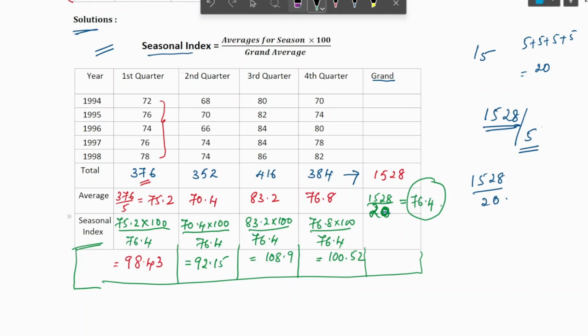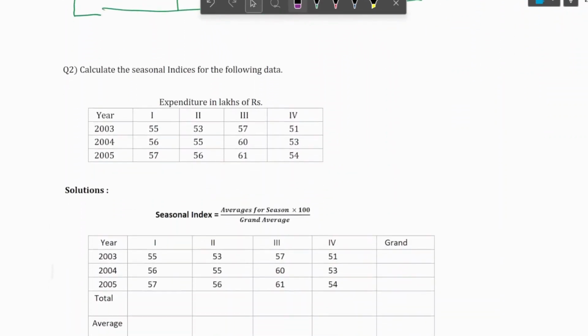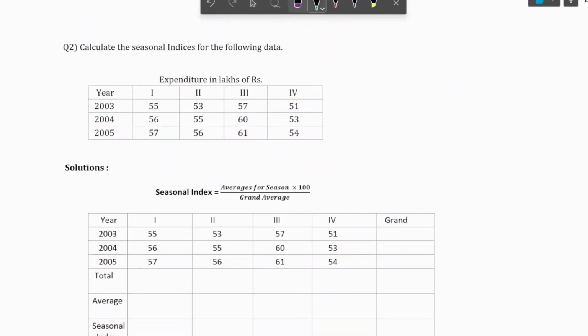It is really very easy. Just with one table, you can complete the entire answer. We will do one more question, then it is going to be more clear. Calculate seasonal index from the following. Here I have given a small question, that is 2003 to 2005. The values are given.